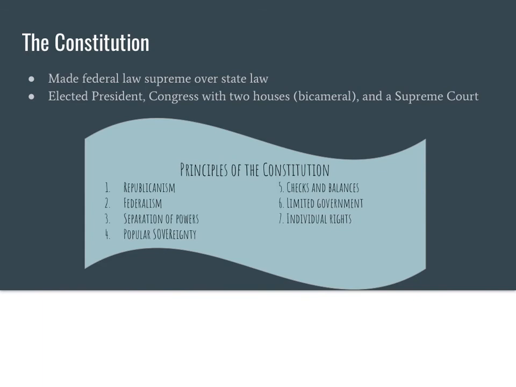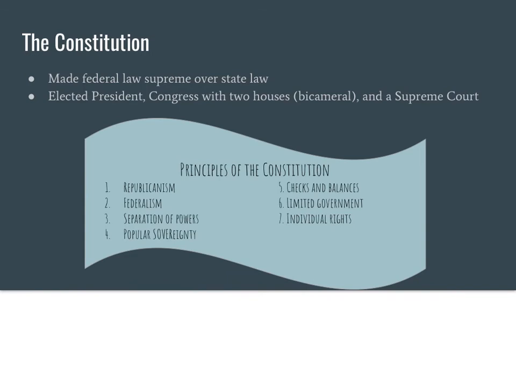Number three, separation of powers just means that the branches of government have different responsibilities. So the president enforces the law, the Congress creates the laws, and the judicial branch or the Supreme Court interprets the laws. So they each have their own responsibility.